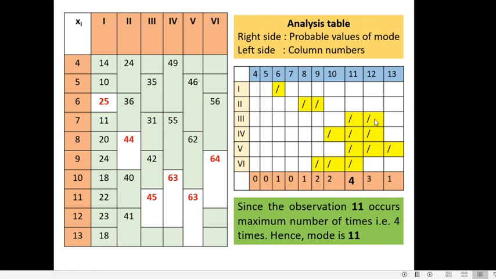Under 12, you have 1, 2, 3. Under 13, you have 1. So the frequency of each observation in the grouping table is written here. Here 4 is the highest value, which is the frequency of 11. That means it is under 11 that we get the maximum frequency, so 11 will be the mode. That is how mode is calculated. The observation 11 occurs the maximum number of times, that is 4 times, hence the mode is 11.